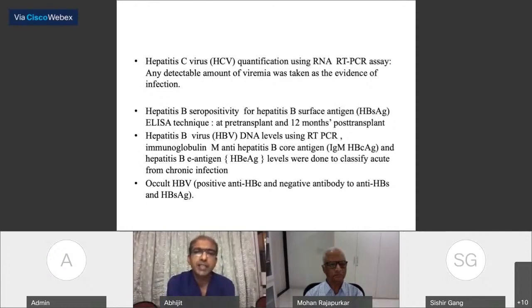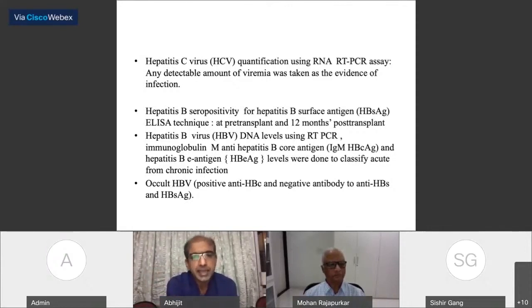Hep C virus quantification using RNA RT-PCR levels was done, and any detectable amount of viremia was taken as evidence of infection. Hepatitis B seropositivity for hepatitis B surface antigen using the ELISA technique was done pre-transplant and at 12 months post-transplant. That means at the end of the study.